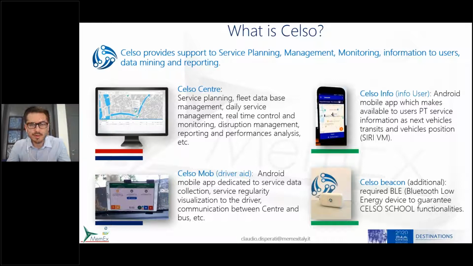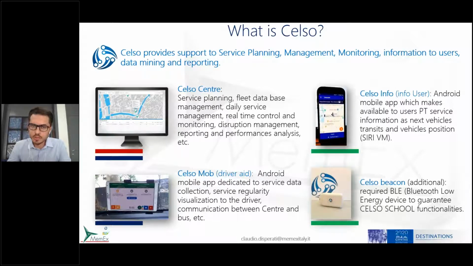The second component is CELSO Mob, which is an Android mobile app dedicated to the driver in order to visualize information about the service to operate and about the service which is operating. Furthermore, this app guarantees real-time communication with the CELSO Center. The third component is CELSO Info, which is another Android mobile app, dedicated in this case to the end user, and with this app the user has the possibility to have information about the real-time service operated and about the real-time bus position.